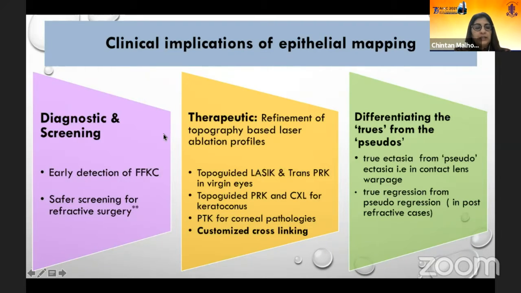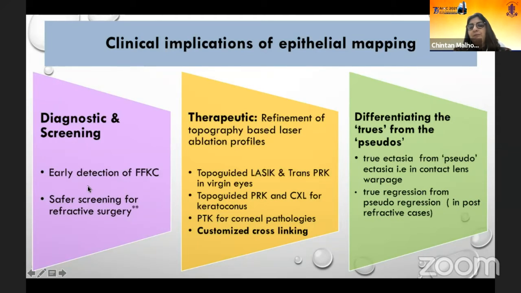And in fact, this is one area where I've started recently using it. If we get patients who have thin corneas, I like to look at their epithelial maps, see how thick the epithelium is over the cone, and then decide the future course of action. The third field where it can be of immense help is in differentiating the trues from the pseudos.